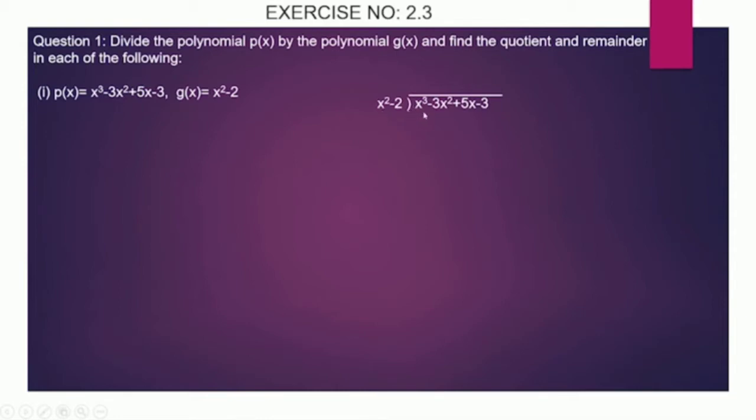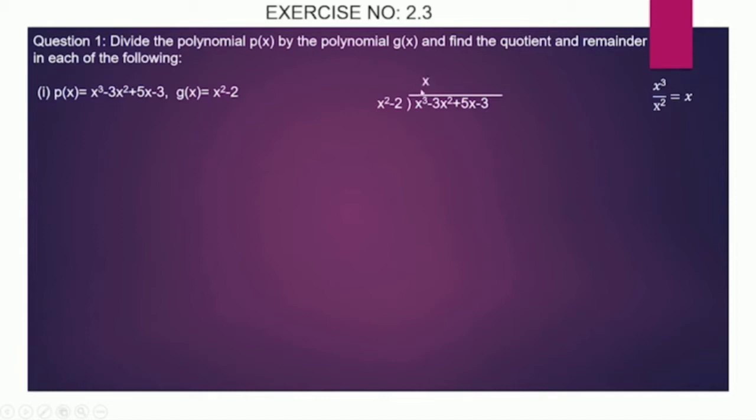In this, the first step is to check the highest degree in p of x and the highest degree in g of x. Now in this first step, we have to divide x cube, that is the highest degree term of p of x, by the highest degree term of g of x. So after dividing x cube by x square, we will get x. This x we have to write here.